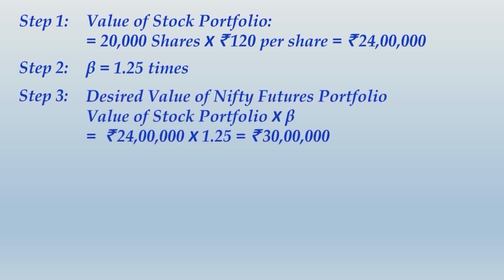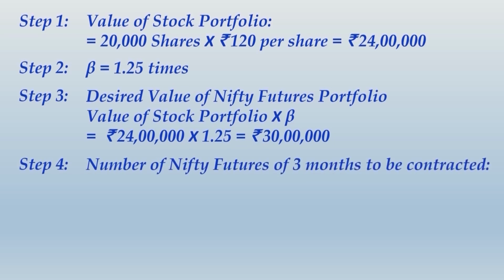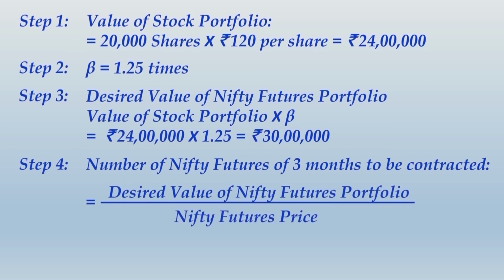So the desired value of Nifty futures portfolio: we have just discussed that if you want a perfect hedge, the hedge ratio must match with beta, and therefore we have planned the hedge ratio as 1.25, which is equal to beta. So what happens? 30 lakhs is the desired value of Nifty futures portfolio. Now the number of Nifty futures that you should contract over 3 months will be the desired value of Nifty futures portfolio divided by the Nifty futures price, and that gives you 300 Nifties. Please take note of this much and then we move ahead.